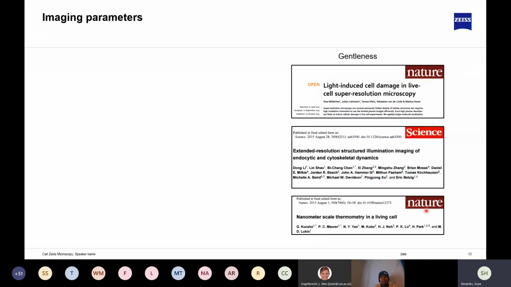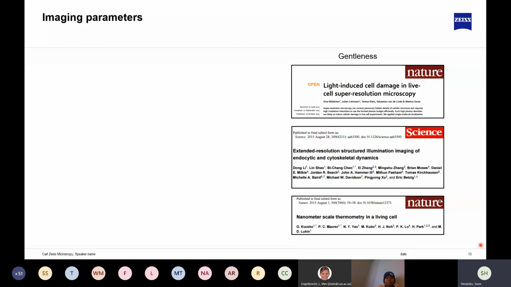But hand in hand with this, a second factor that is very tightly associated with signal to noise is gentleness. And that is because often when you try to increase the signal to noise in your image, you would increase the laser power if you're working on a confocal microscope, or the light intensity if you work with a fluorescence microscope. But that can lead not only to photobleaching, but also phototoxicity. And it has time and time again been published that excessive light exposure can cause damage to your sample.